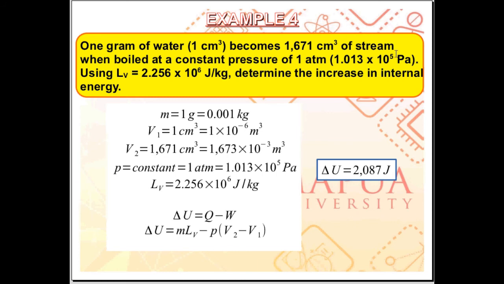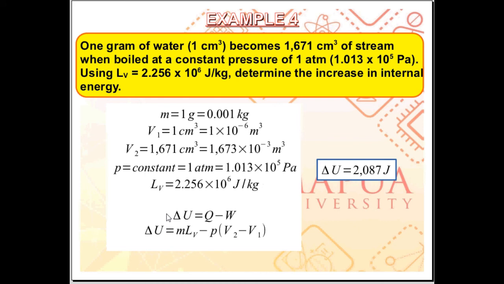So correction, this is not stream, this is steam. Okay? So from water to steam, the mass remains the same, 1 gram or 0.001 kilograms. The volume changes from 1 cubic centimeter to 1,671 cubic centimeter, convert to cubic meters. The pressure is constant at 1 atmosphere or 1.013 times 10 to the fifth power Pascal. And we are given the heat of vaporization of water.